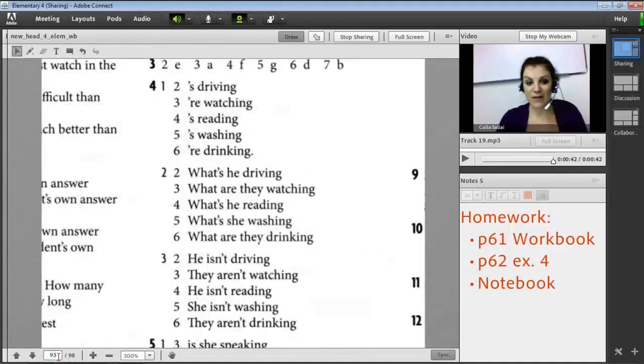Now please look at the screen and check your answers for exercise number 4 on page 62. So you can find all the positive sentences, the questions, and the negative sentences. Make sure all your answers are correct. Good job, everyone. Now let's move on to your notebook, where you can find the other part of the homework.